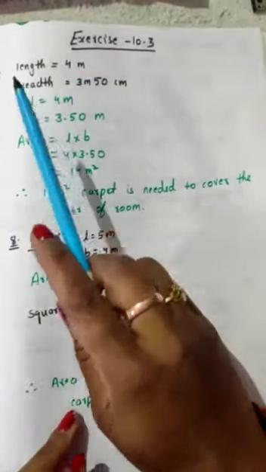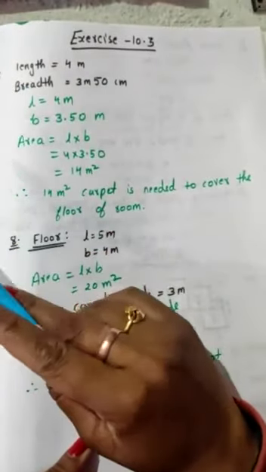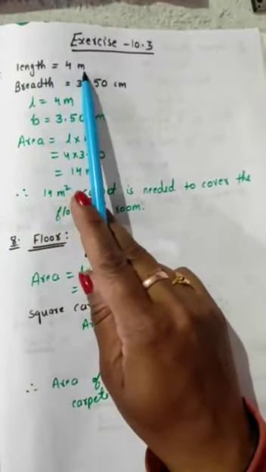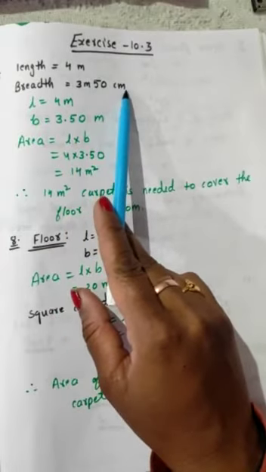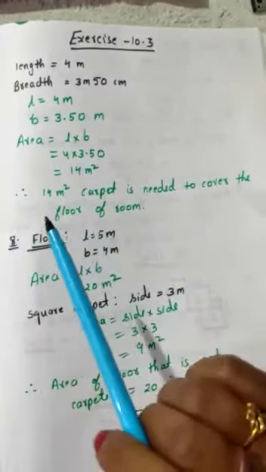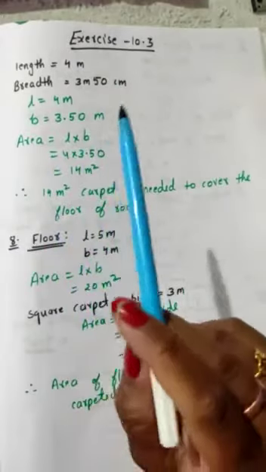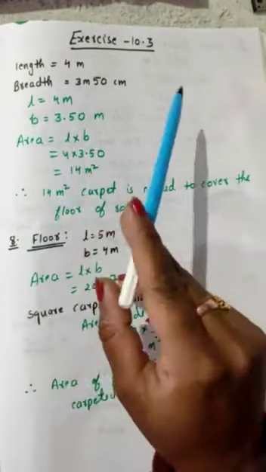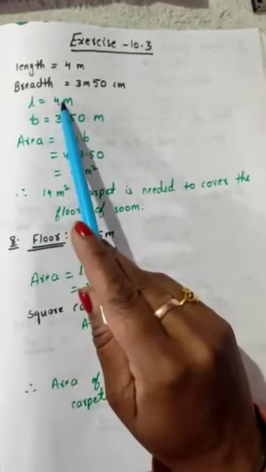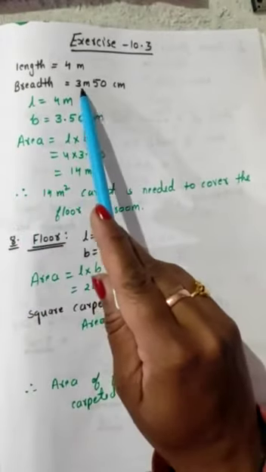The seventh sum is: the length of a floor is 4 meter. Its breadth is 3 meter 50 centimeter, and it has to be covered with a carpet. एक कारपेट से उसे पूरा कवर करना है. So how much carpet is needed to cover the floor? This is the question. So L is 4 meter, B is given in meter and centimeter.